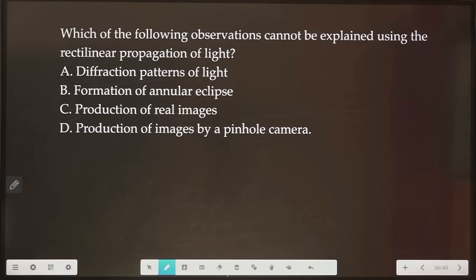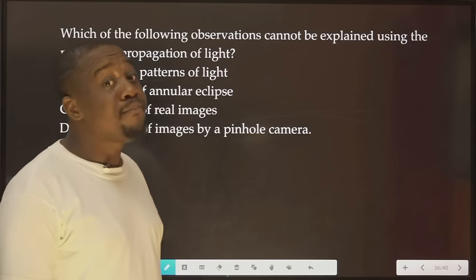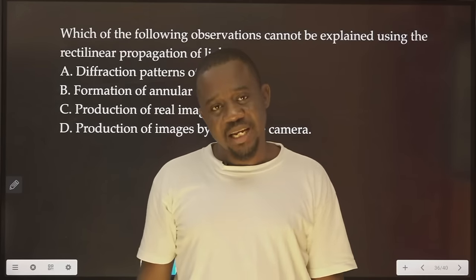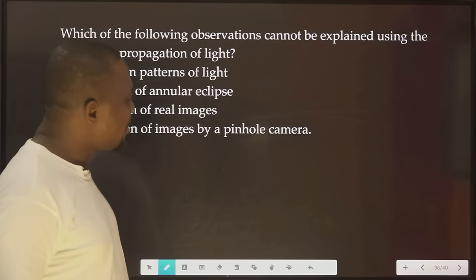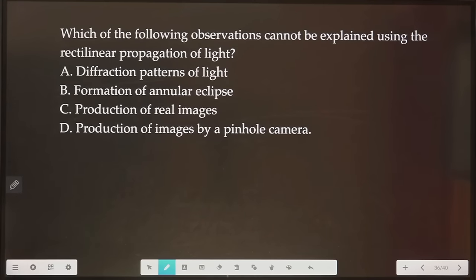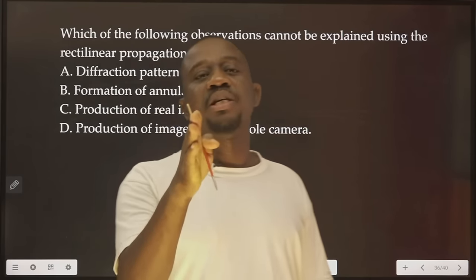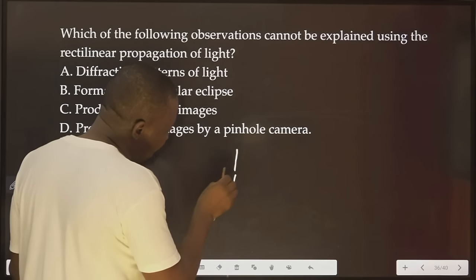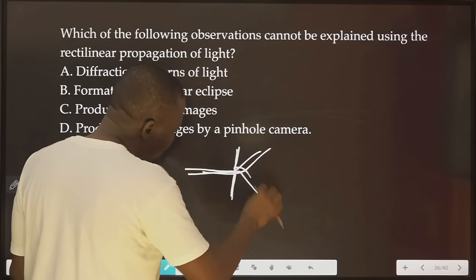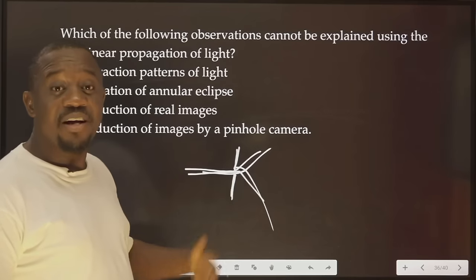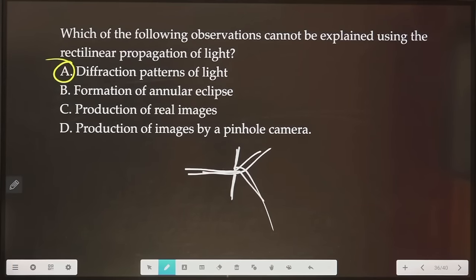It says, which of the following observations cannot be explained using rectilinear propagation of light? What is rectilinear propagation of light? It means that light travels in a straight line. A, diffraction patterns of light. Now look at it. If light moves in a straight line, when light gets to a little opening, assume this is a block with a little opening, when the light gets there, it bends. How do you explain this? This is no longer rectilinear. This is diffraction. So without wasting our time, A is the answer. Formation of annular eclipse, production of real images, production of images by pinhole camera. A is the perfect answer.